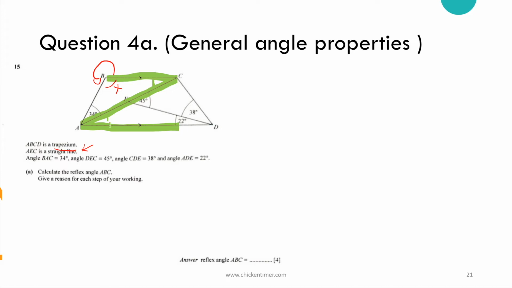That means this angle and this angle are alternate angles. Then we also notice a straight line here. So this angle plus 45 will give me 180. When we get this angle here, then we will be able to get x, then we will be able to get the reflex angle. So we will start with AED. That is 180 minus 45.